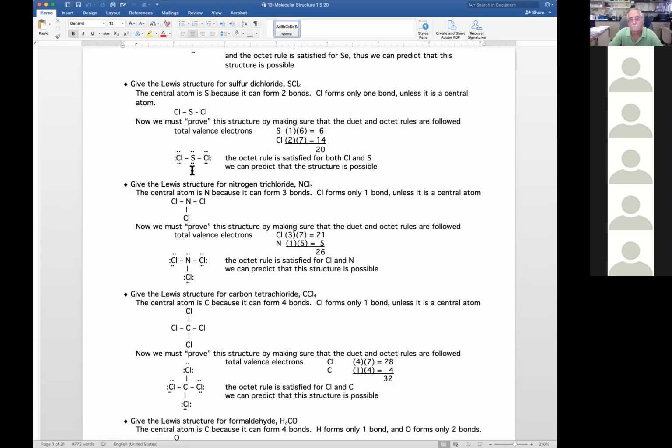So then I look for happiness. Chlorine has 8 dots around it, representing s2p6, right? Both of them. What about sulfur? Sulfur also has 8 valence electrons around it. So I predict, because every single atom in here is happy, that that would be possible.